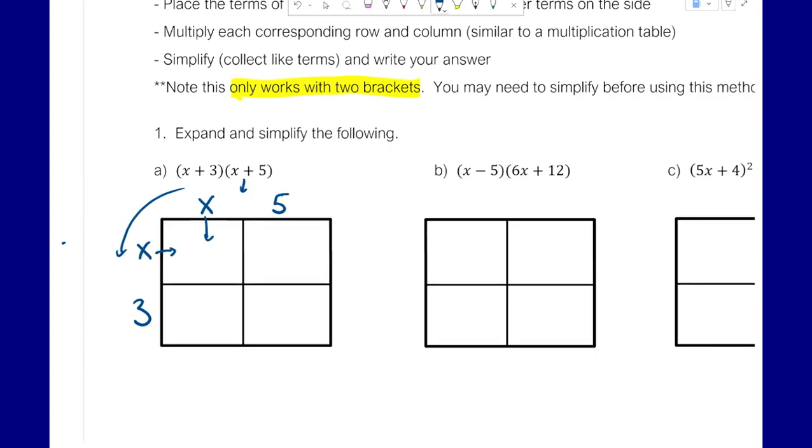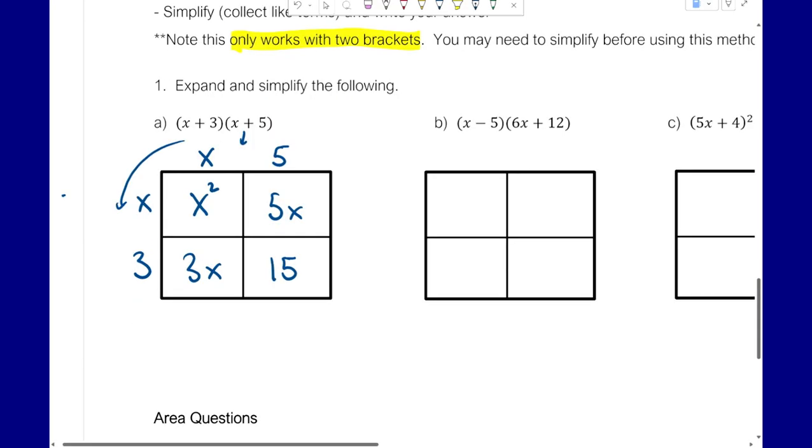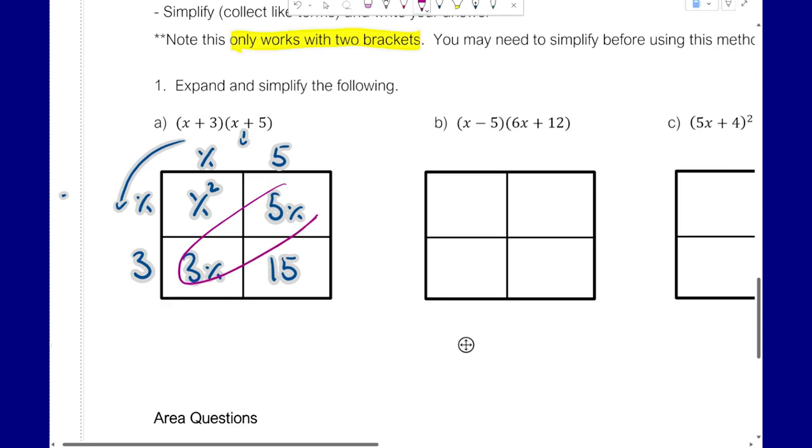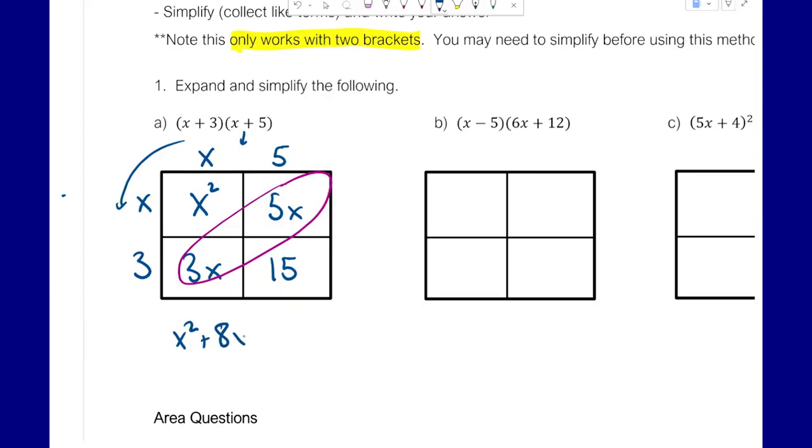So x times x, we get x squared. x times 5, we get 5x. 3 times x is 3x. 3 times 5 is 15. So those are all my individual terms, but I do need to collect my like terms. And generally, if we have lined it up correctly or put things in the right spots, our 2 like terms should be the diagonal. So we have x squared plus my 2 like terms, which is 8x plus 15.